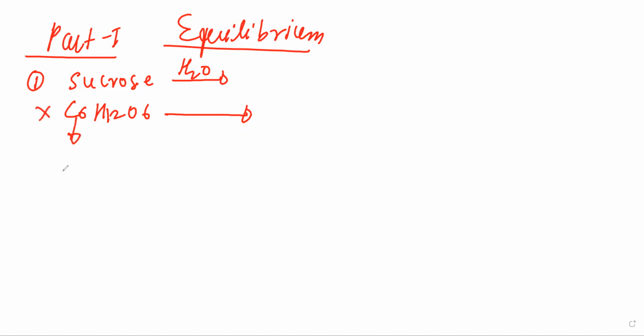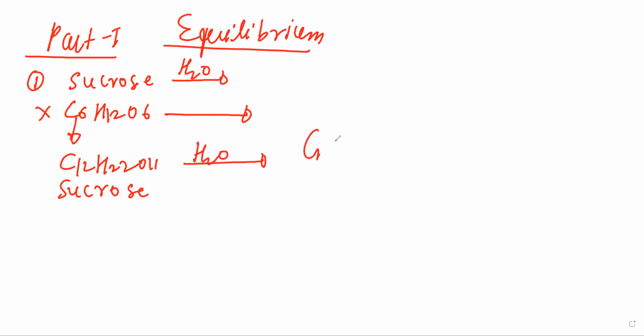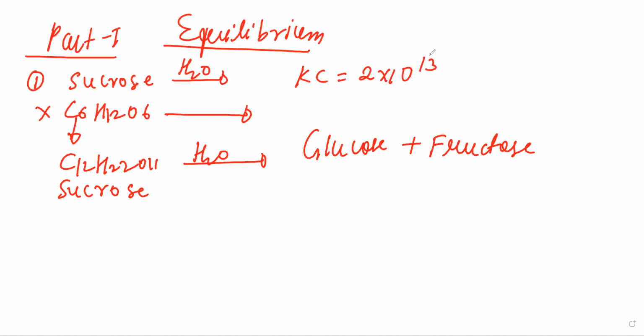So this is not sucrose. C12H22O11 is sucrose. When dissolved in water, it produces glucose and fructose. The equilibrium constant is given for this reaction as 2 into 10 raised to 13, at temperature 800 Kelvin. The value of delta G: you have to find the Gibbs free energy relation.